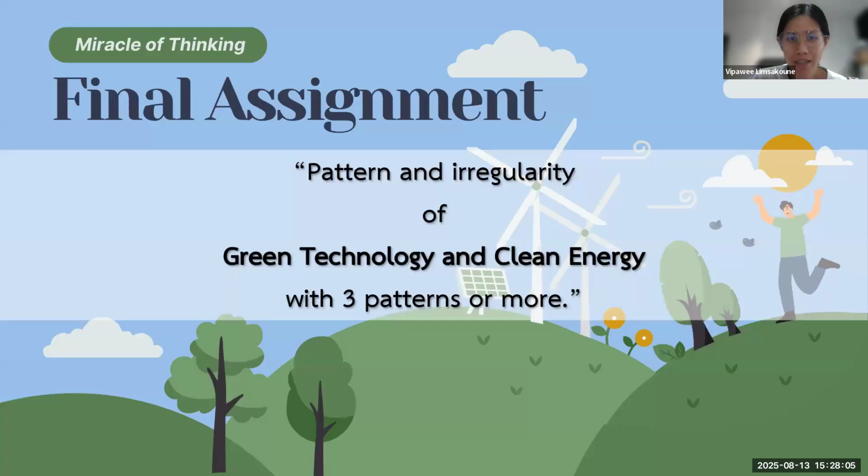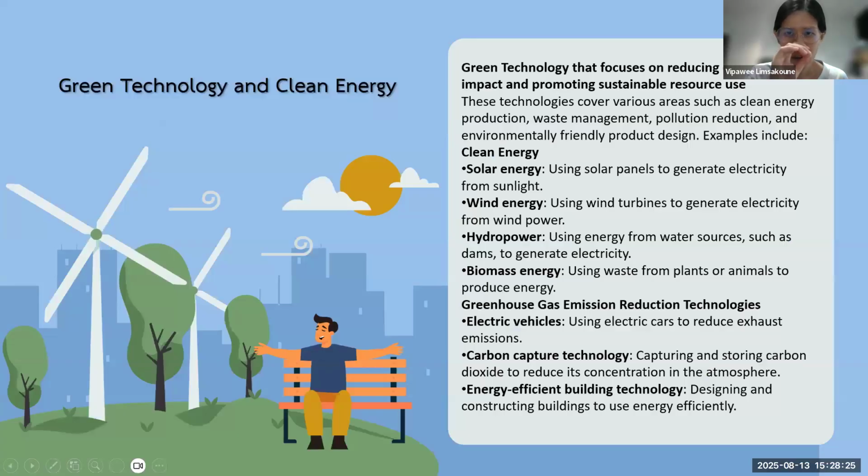Regarding the final assignment, pattern and irregularity, the topic is green technology and clean energy. One of the lead teaching team suggests this topic, and let's take a look at the definition of it. When we talk about green technology, we focus on reducing environmental impact and promoting sustainable resource use. And this technology covers various areas.